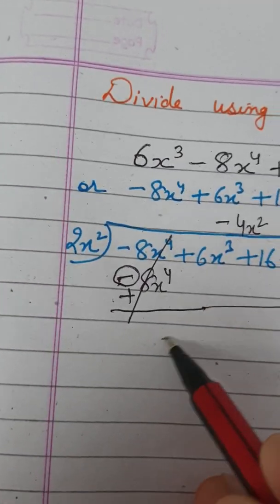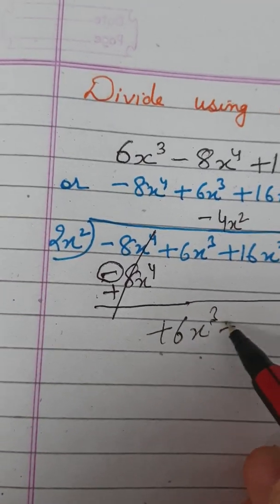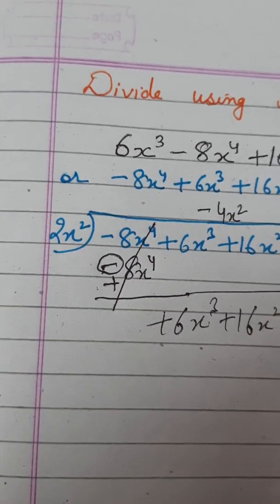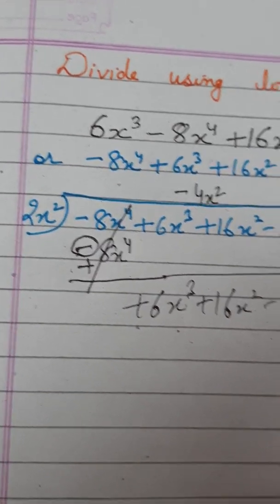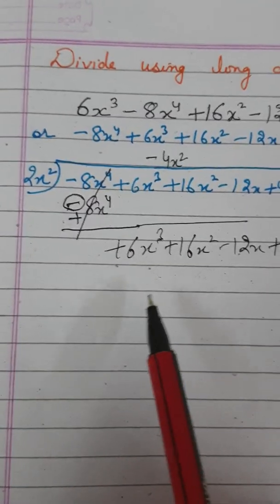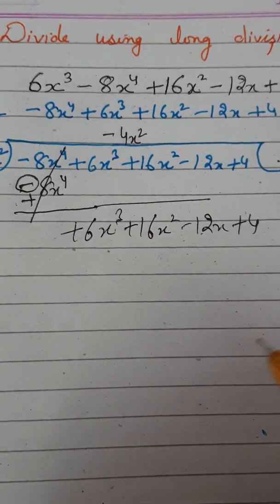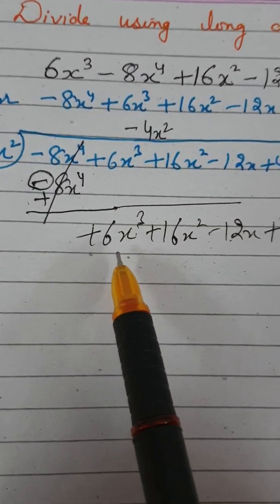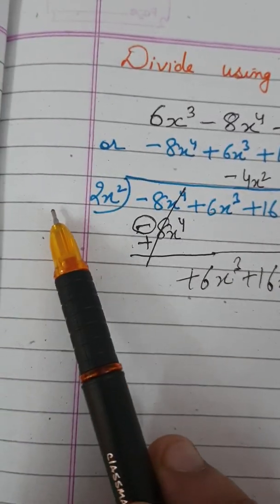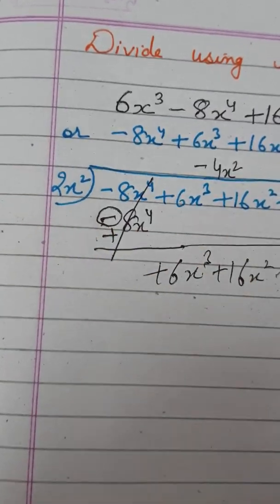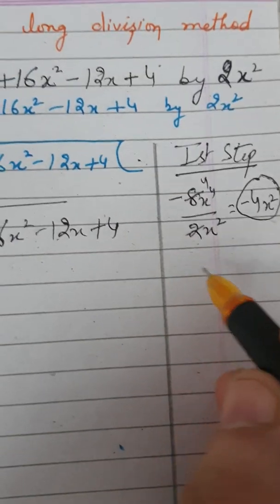Now the next terms, plus 6x cube plus 16x square minus 12x plus 4, the remaining part of the dividend, are written. Now in the next step, the second step, I will again take the first term of this dividend to be divided by this divisor, 2x square. So I will do the second step.